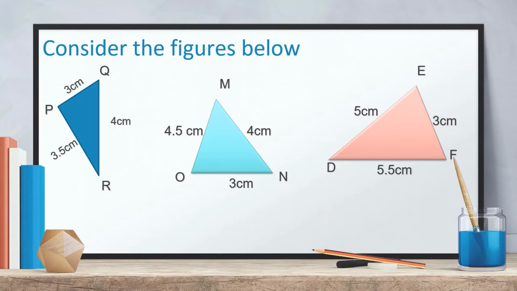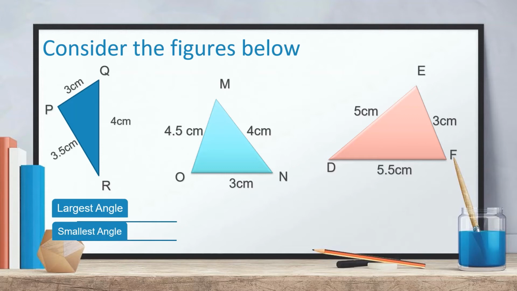For example, so let's consider the figures below. So, unahin natin yung triangle PQR. So, in triangle PQR, identify natin yung largest angle and the smallest angle. So, to identify the largest angle, hanapin natin yung longest side ng triangle PQR. So, in triangle PQR, QR is the longest side. So, opposite the longest side is what we call the angle P. And this is now the largest angle.